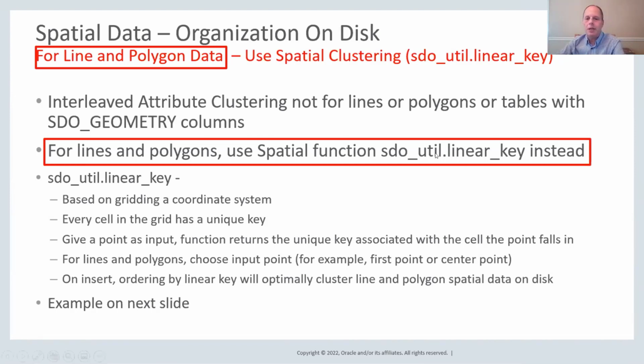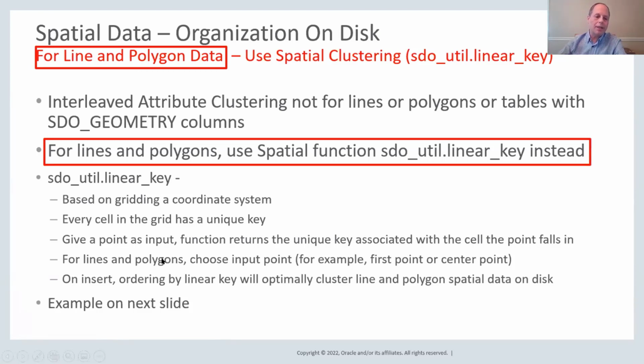What this function does is you pass it a point and a size, and I'll tell you a little more about picking the size in an upcoming slide. You pass it a point and a size, and it brings back a cell ID. It does the translation and figures out the unique key for the cell in that grid. So given a point as input, the function returns the cell ID of the cell that the point falls in.